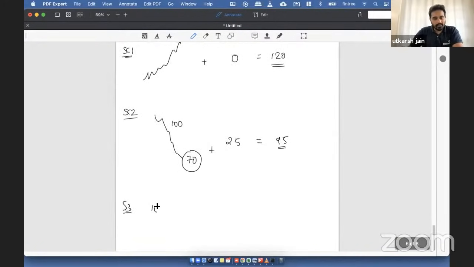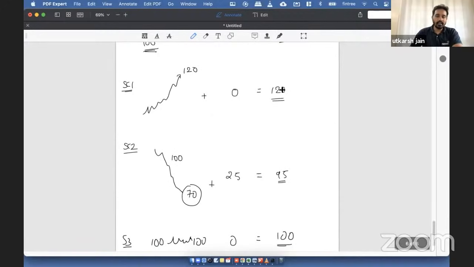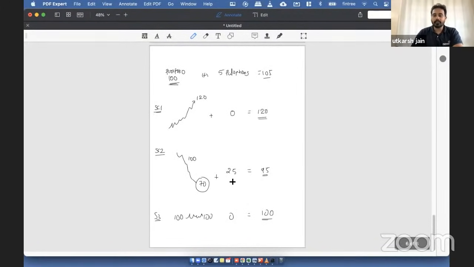And scenario 3 could be that 100 remains at 100. So if 100 remains at 100, there's a good probability that the 5 rupees will become 0. So my portfolio value will be 100, not 105. So I lose 5, but I will be okay to give up that 5 because it's going to provide me insurance in this particular instance.